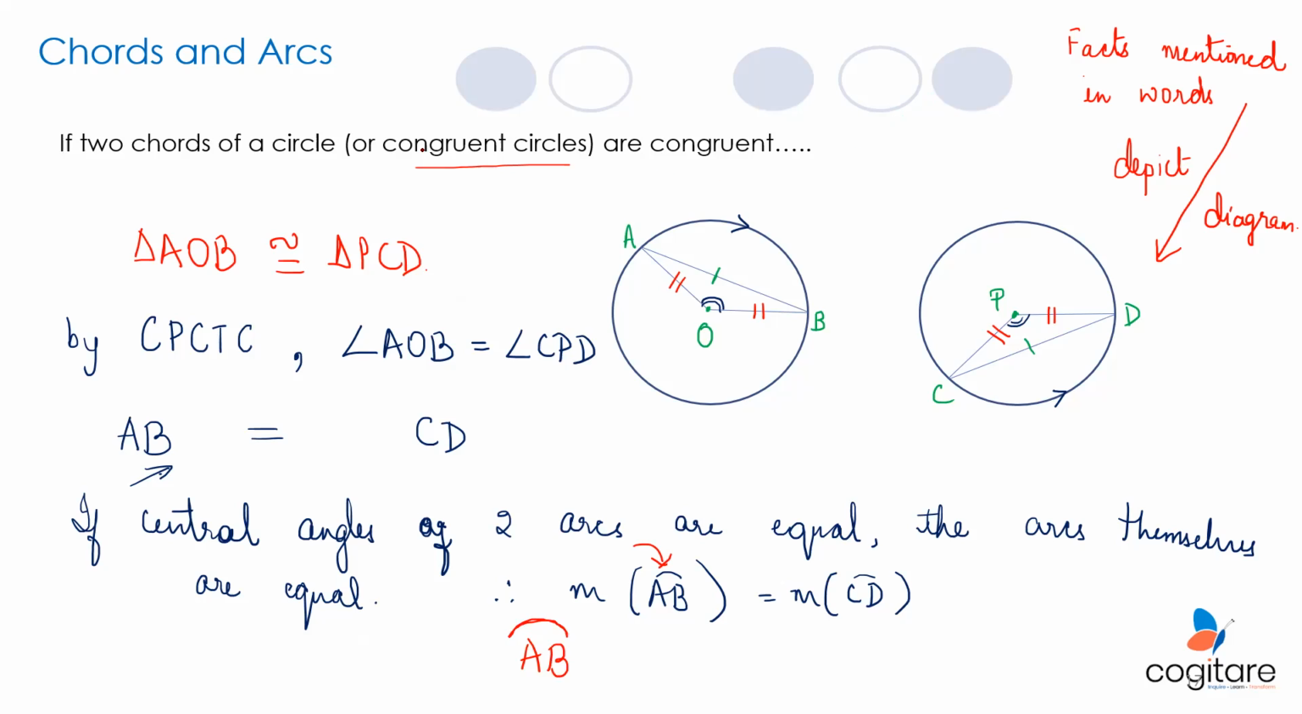So just to conclude, if two chords of a circle or congruent circles are congruent, then the arcs that they contain, when I say they, I mean the arcs that the chords contain, are equal. Easy, guys? Okay, so please pause the video, draw the diagram and prove this for yourself. Okay, cool.